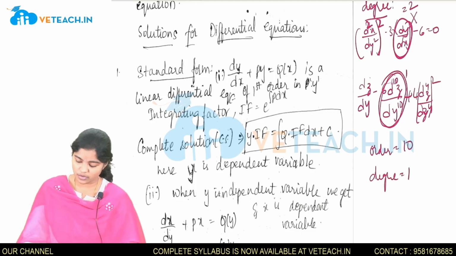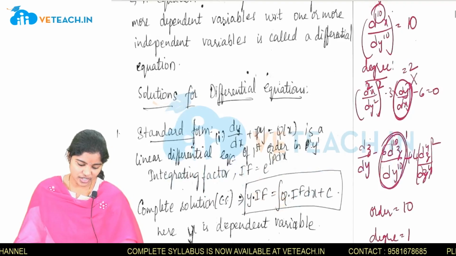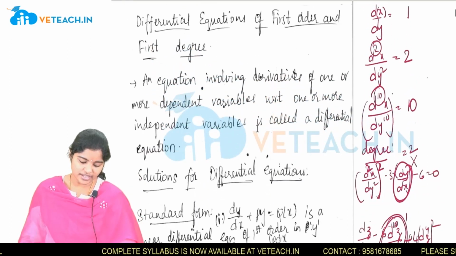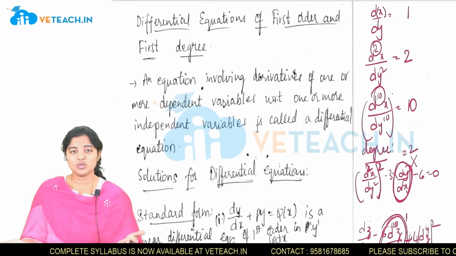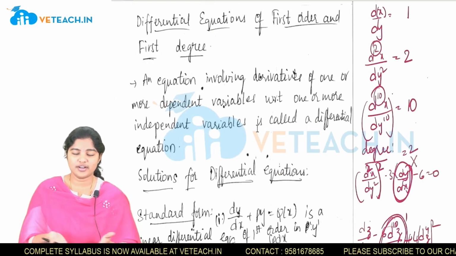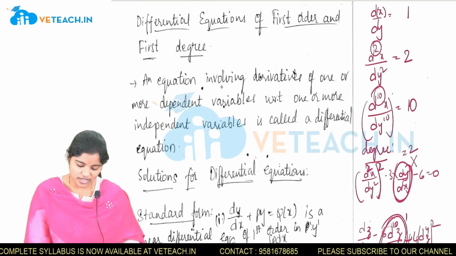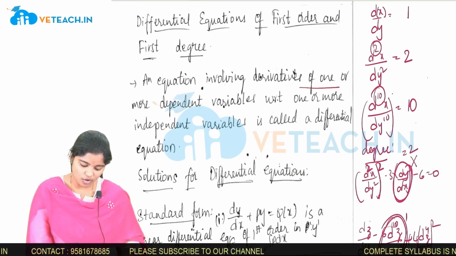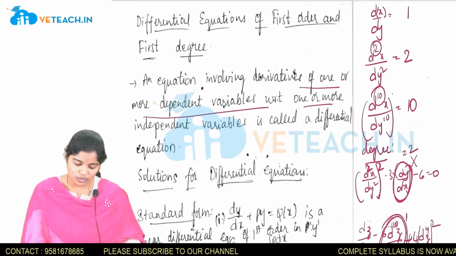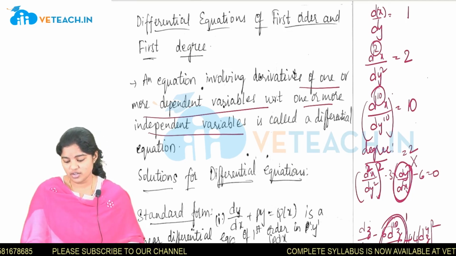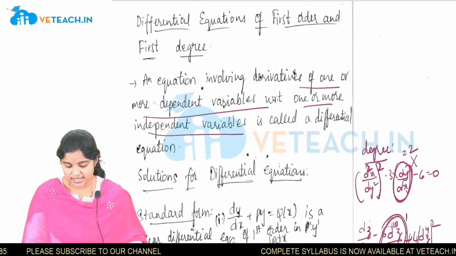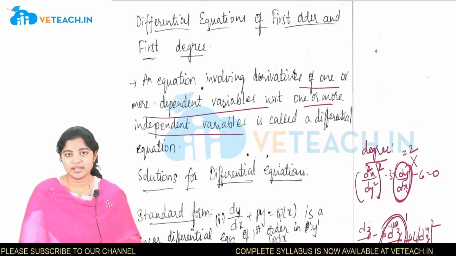Now let us move into our topic, linear differential equations. What is a linear differential equation of first order and first degree? The differential equation whose variables are in the form of first order and first degree. The equation involving derivatives of one or more dependent variables with one or more independent variables is called a differential equation. What is a dependent variable?